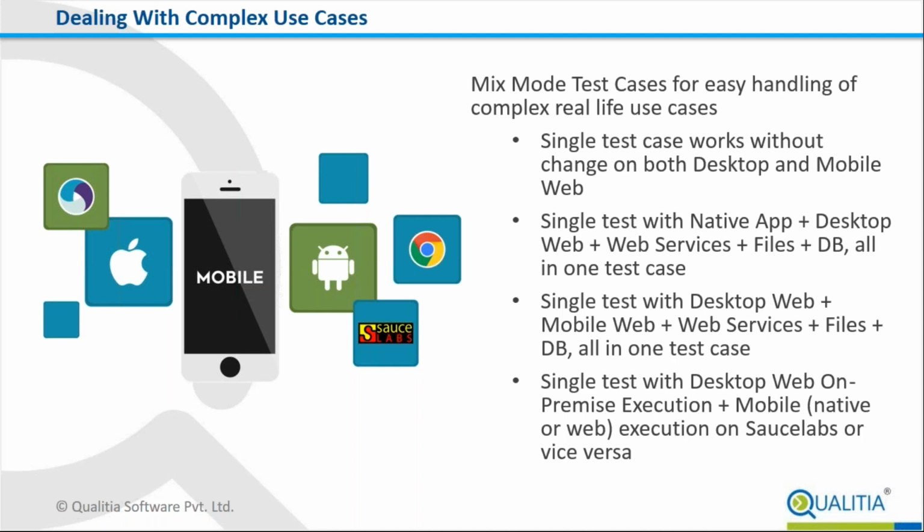You could have, for example, a single test which has a few steps related to native app, a few steps related to desktop web, a few steps related to web services, files or database, and Qualisha will not only help you create this seamlessly, but also execute it in a robust, reliable manner across all of your various technologies in one single test case.